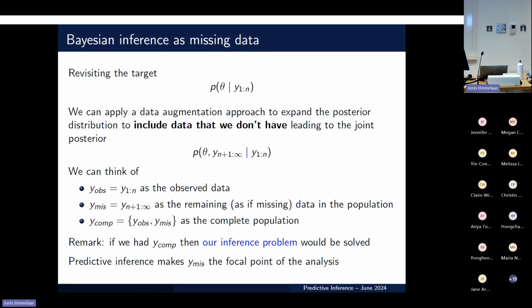So if I wanted to know my inference on the heights of the people, I've got the data that I've got. And now I'm going to expand my posterior to include the unmeasured data from people from the missing population. And just for notation convenience, I'm going to call y-obs the data that you've seen. Y-miss is the remaining population, n plus 1 to whatever this population size is. And then the complete data is the stuff you've seen and the stuff that you don't have. And just to note, if you had all the data, you'd have all the answers.